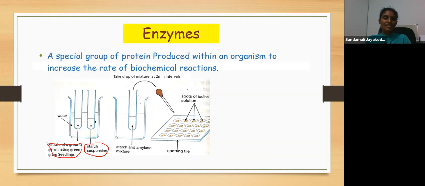And what we have to do next is add our filtrate of the green gram seedling solution to the starch suspension. Then these are mixed together. What is in this filtrate of the ground green gram solution is amylase enzyme.